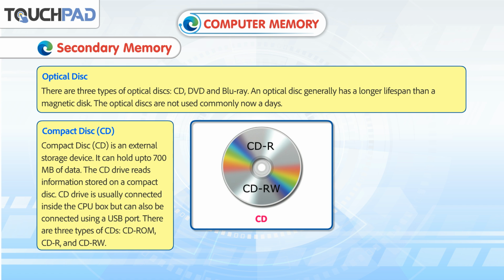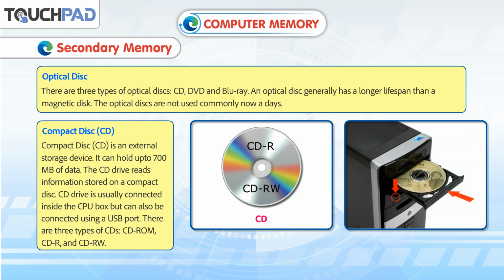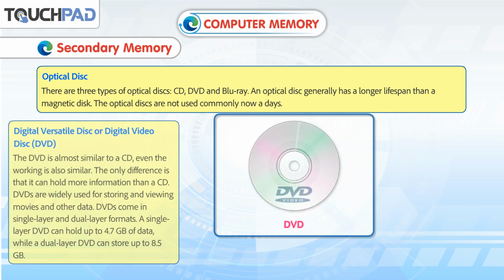Compact disc, CD. Compact disc, CD, is an external storage device. It can hold up to 700 megabytes of data. The CD drive reads information stored on a compact disc. CD drive is usually connected inside the CPU box but can also be connected using a USB port. There are three types of CDs: CD-ROM, CD-R, and CD-RW.